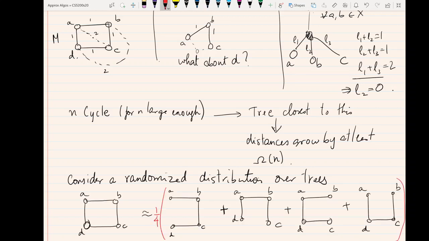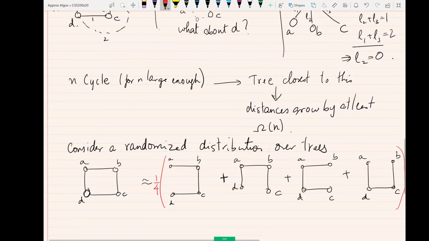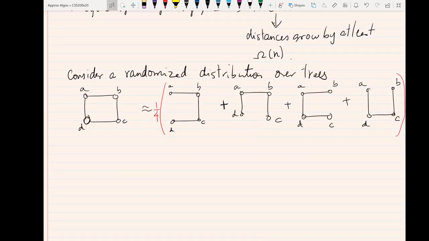So if you look at your given metric, which is the n cycle, let us take the 4 cycle that you have seen before and look at that as being 1/4 of a combination of 4 trees. In fact, these are just paths over here. Then what can we say for the distance between any two pair of adjacent points? In fact, this will also hold for non-adjacent points.